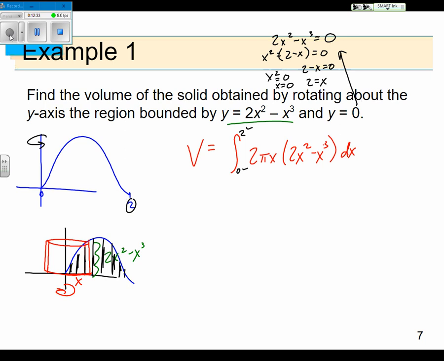Now, like I said, this is probably going to be the only time I do it. I'm going to pull this 2 pi out in front. It just is in the way. And so that's going to allow me to distribute this x through as well, which is going to make my integration step much easier.